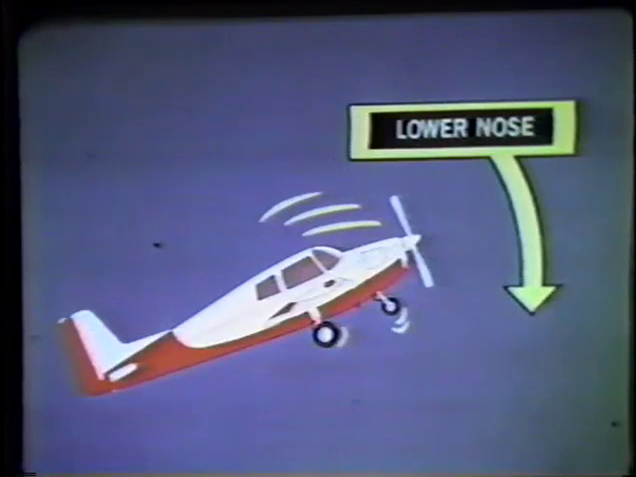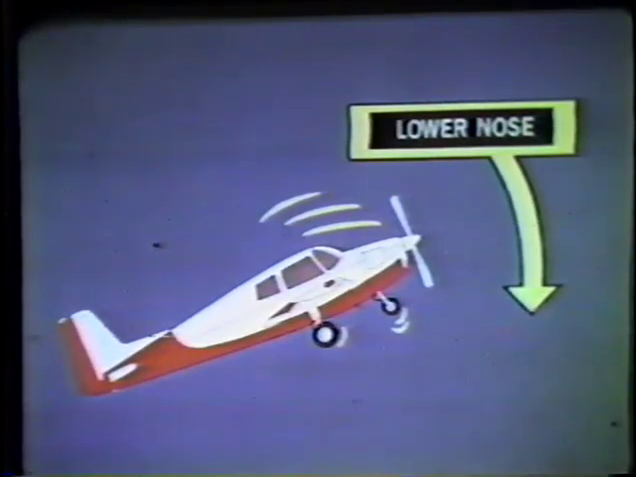Your instructor will explain the correct procedure for the recovery from all stalls and he'll emphasize the importance of immediately reducing the angle of attack as you simultaneously apply power. This will be explained and demonstrated as it applies to all normally foreseen flight situations.